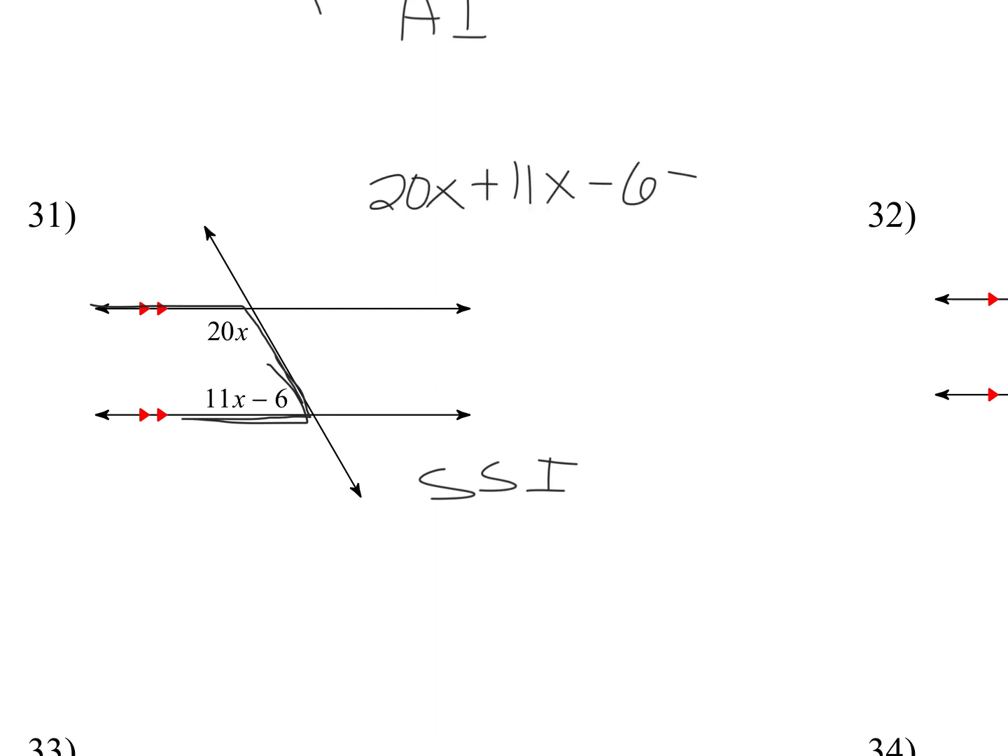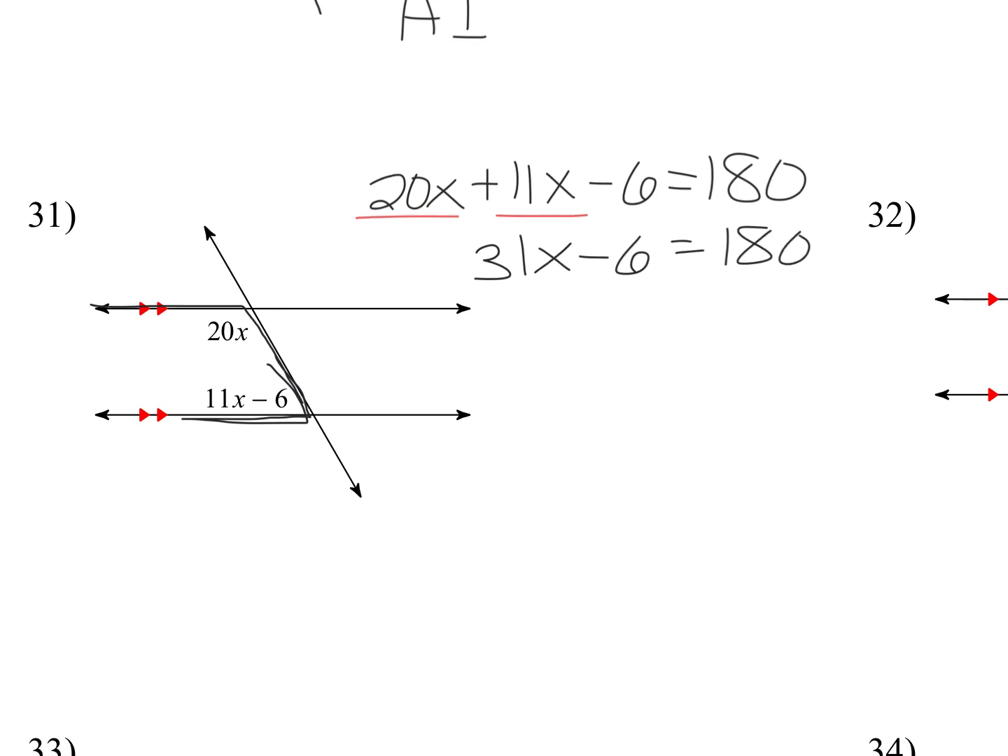Yep. Now, sometimes we struggle with these. Let's talk about it. Combine like terms. What are like terms on the left side? 20x and 11x are like terms. We're going to combine those. So add those together. We get 31x. And then rewrite what we have. What is my next step? Plus 6 to 180. Yep, we want to add 6.